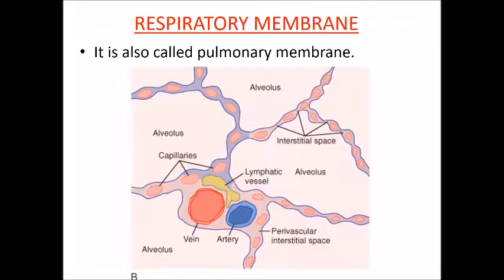Now the membrane across which oxygen and carbon dioxide diffuse in the alveoli is called respiratory membrane. It is also called pulmonary membrane. Now see the diagram of alveoli. You can see pulmonary capillaries, artery and vein in cross section, as well as lymphatic vessels, and between them there is interstitial space containing interstitial fluid.